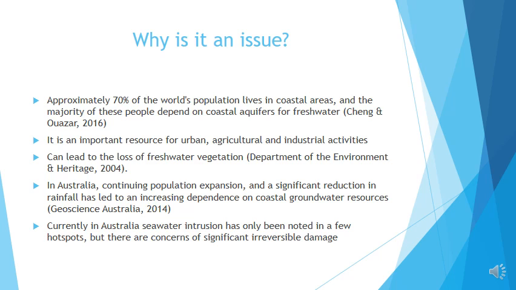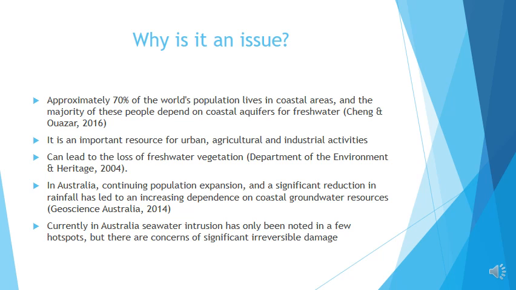Approximately 70% of the world's population lives in coastal areas, and the majority of these people depend on coastal aquifers for fresh water, and therefore it is an important resource for urban, agricultural, and industrial activities. Increased saltwater intrusion can also lead to the loss of freshwater vegetation and the spread of saline flats into previously vegetated areas, which can lead to a decrease in the diversity of flora and fauna of an area.